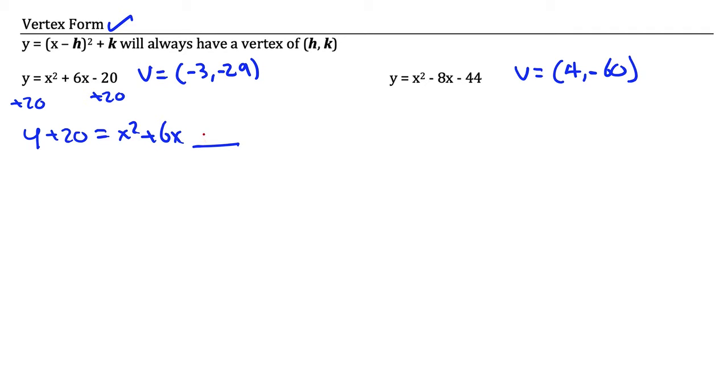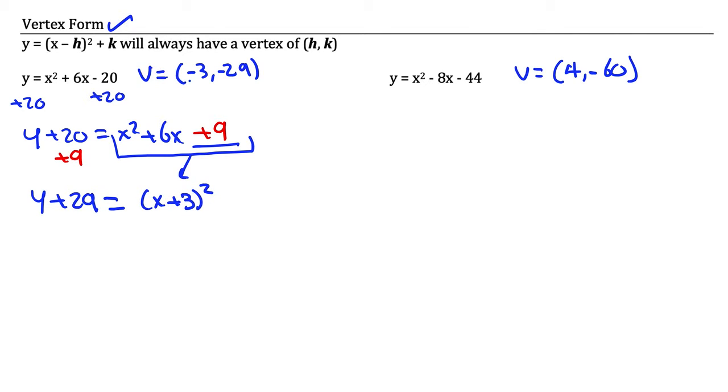6 divided by 2 squared is 9, so you would add 9 right here, and add 9 right there. Quick rewrite: y plus 29 equals... interesting, 29. And then if you rewrite this as a binomial, this is actually (x plus 3) squared. Interesting, 3 and 29. That's what they were finding out. When they were doing their complete the square method, they noticed the numbers in their work were showing up as the vertex.